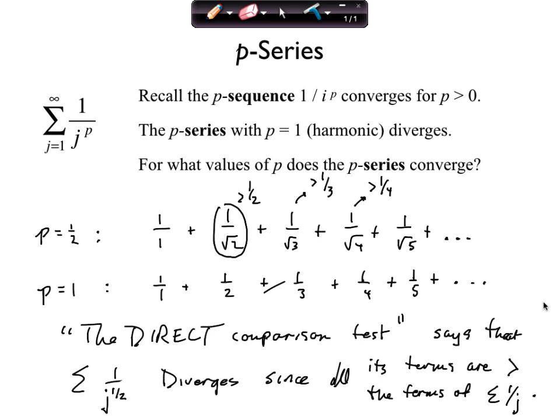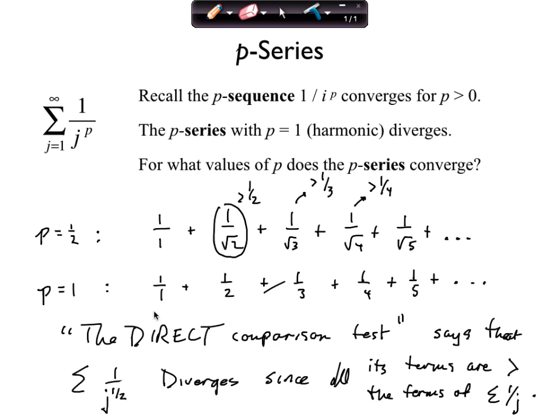So what if I had a series and all its terms were less than the terms of the harmonic series? What could I conclude? I have a series and all the terms of the series are less than the terms of the harmonic series. What could I conclude? Converges? Diverges? You should be thinking no conclusion, right?